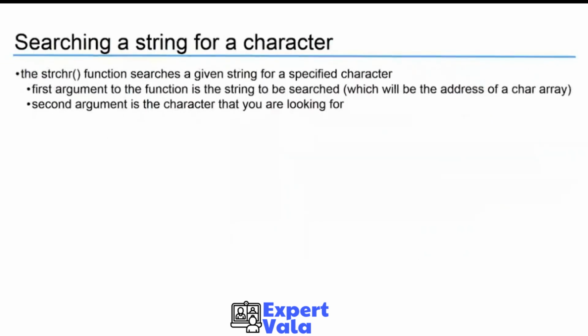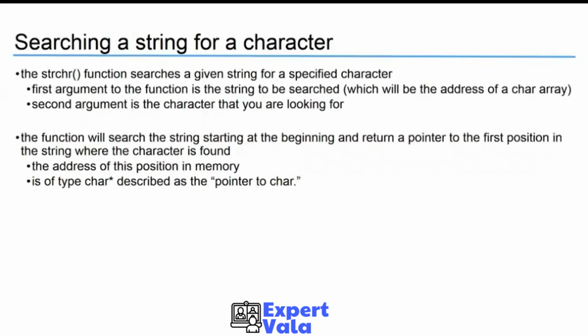To search a string, we mentioned you are going to use the strchr or the strstr. The strchr function searches a given string for a single character. The first argument to the function is the string to be searched, which will be the address of a character array. The second argument is the character that you are looking for. We'll provide an example in a second. The function is going to search the string starting at the beginning and return a pointer to the first position in the string where the character is found.